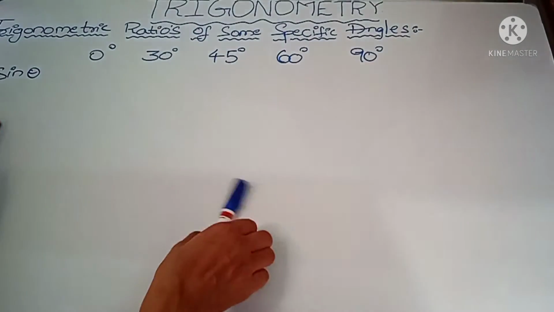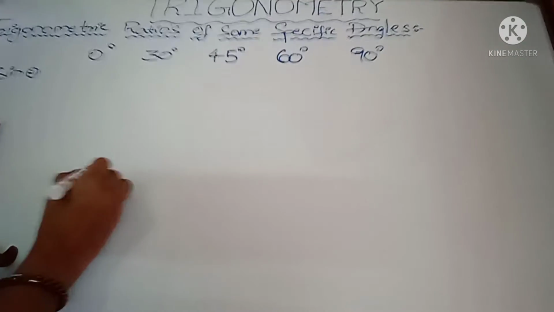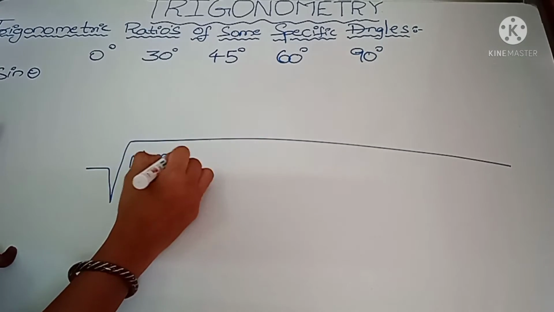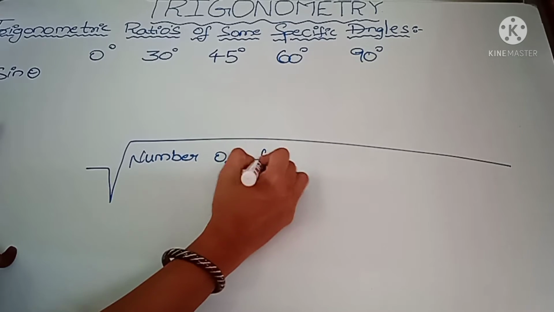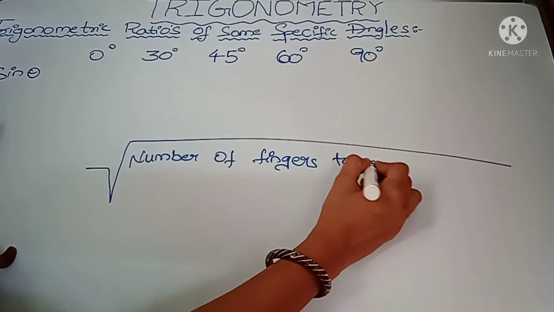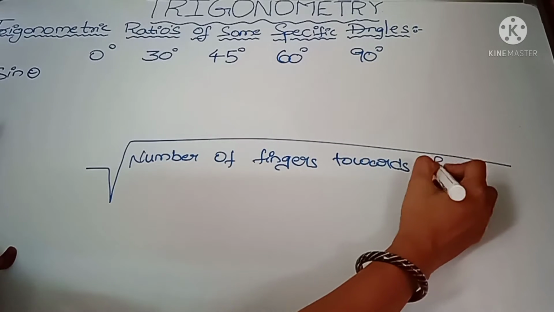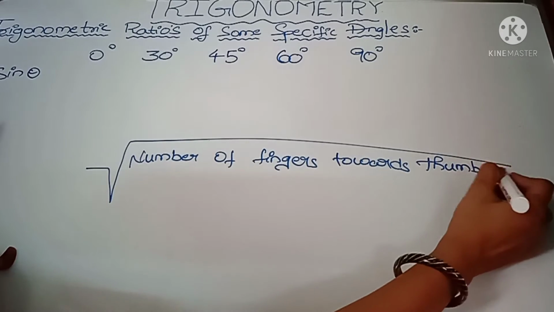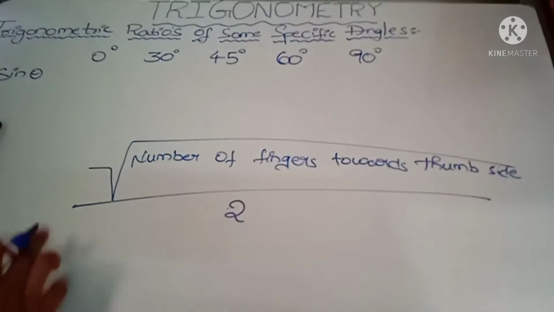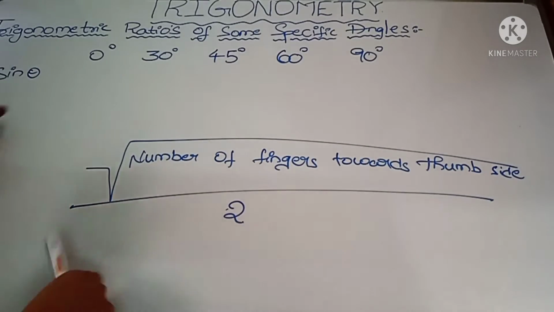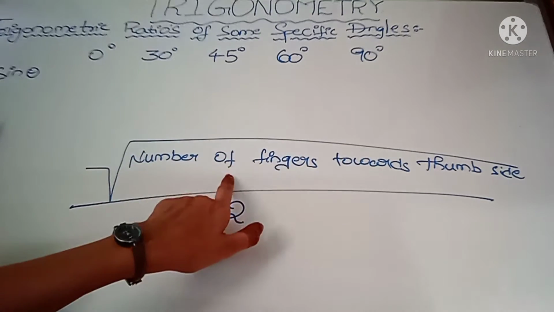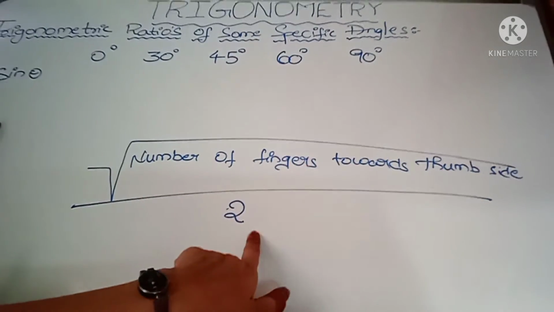That formula is, so this is the small formula. We need to remember the small formula: nothing but under root of the number of fingers towards the thumb side, by 2.